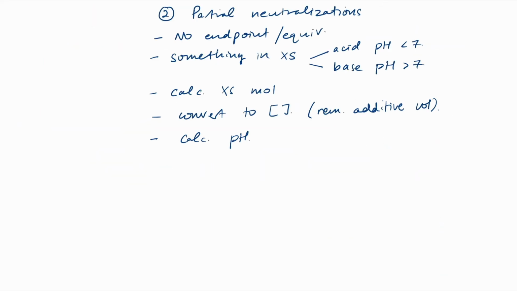The second type of acid-base reaction that we could get is called a partial neutralization. Now in partial neutralization, there's no endpoint or equivalence point that is being reached. There's always going to be something in excess. If there is an acid in excess, then the pH of that solution will be less than 7. If there is a base in excess, then the pH will be more than 7.